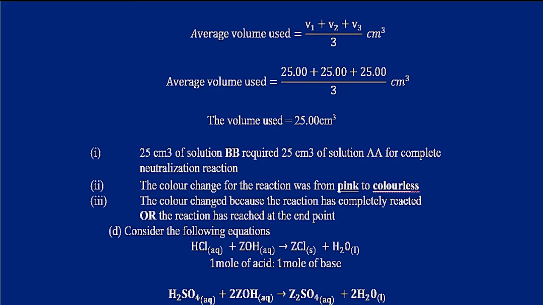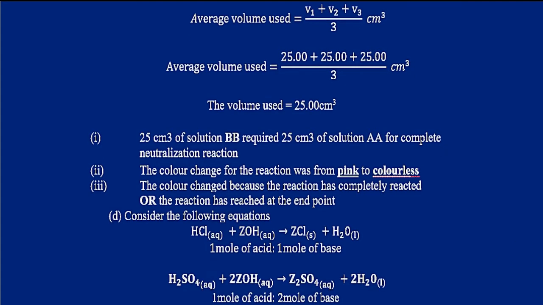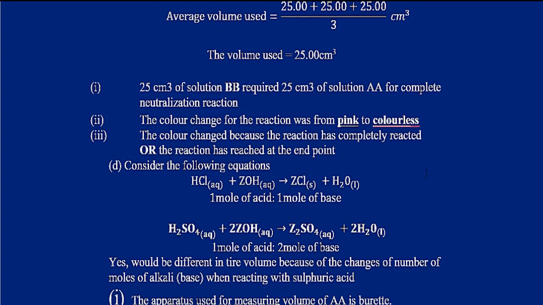The color change for the reaction was from pink to colorless. Remember that we used the POP indicator, or phenolphthalein indicator. The color in base is pink, and in neutral, not in acid, it is colorless. Why did the solution color change? The color changed because the reaction has completely reacted, or the reaction has reached the end point.